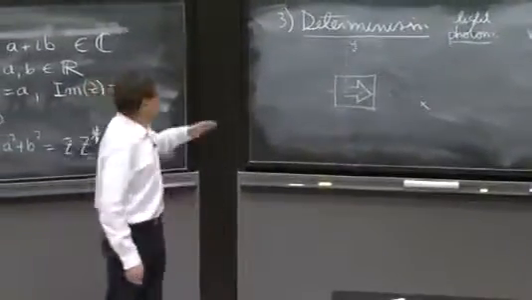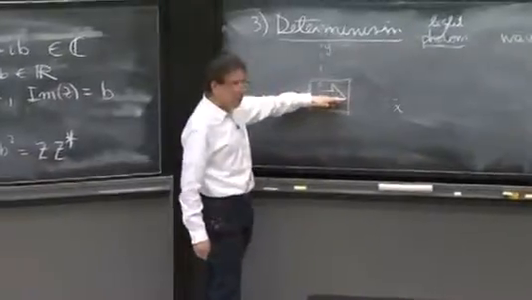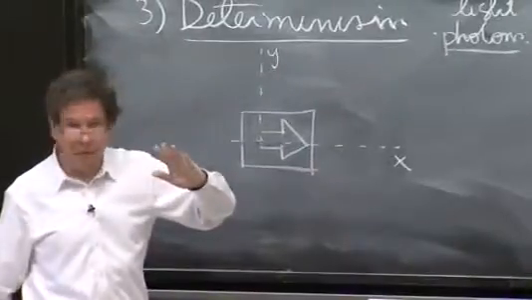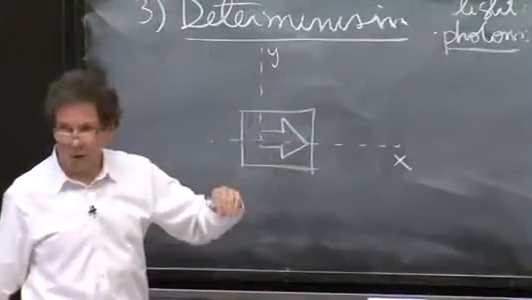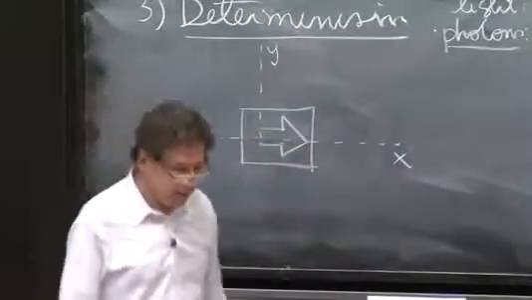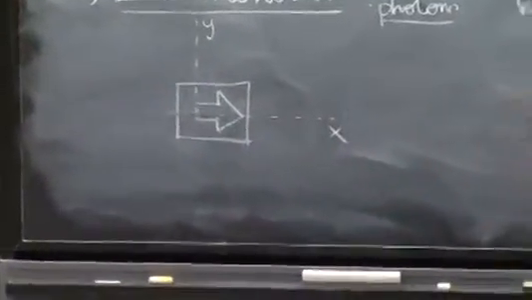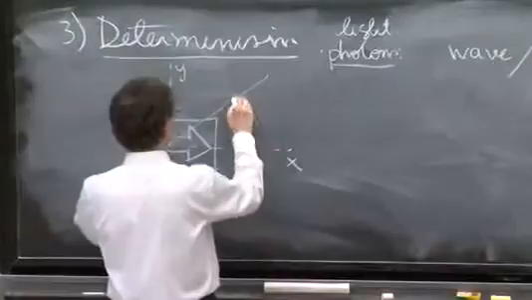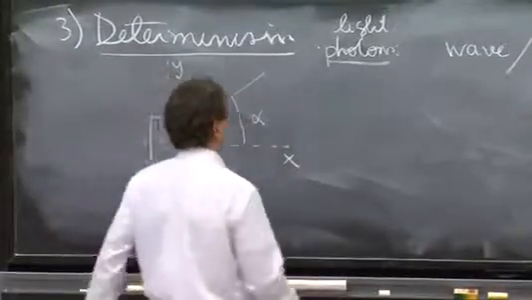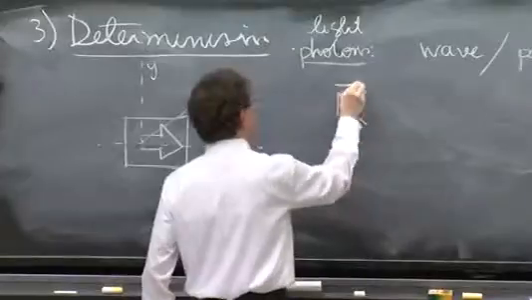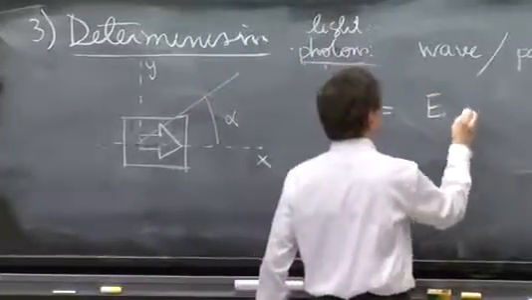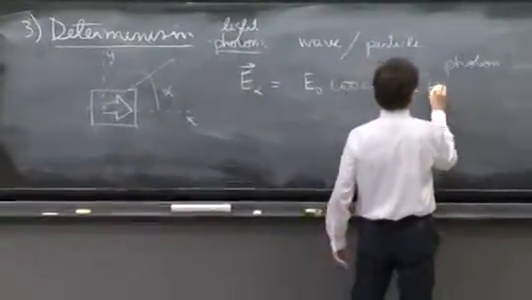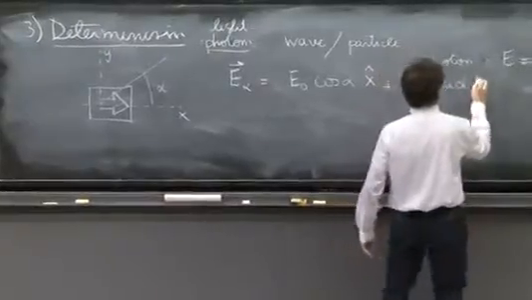In fact, if you send light in this direction, the light that comes out is identical to the light that came in. The frequency doesn't change, the wavelength doesn't change. It's the same light, the same energy. So far, so good. Now let's imagine that we send in light linearly polarized at some angle alpha. So we send an electric field E alpha, which is E0 cosine alpha x hat plus E0 sine alpha y hat.